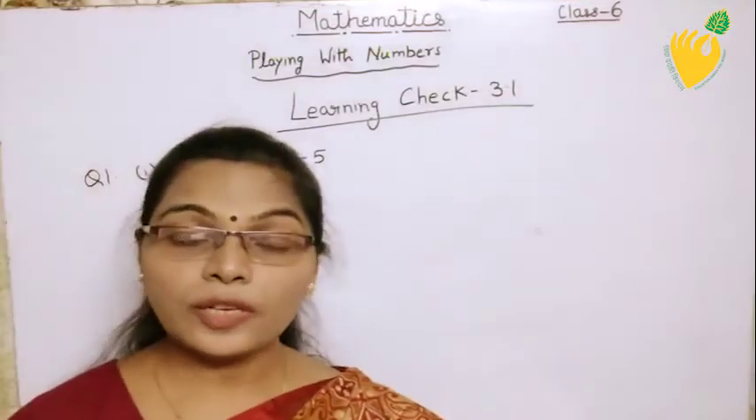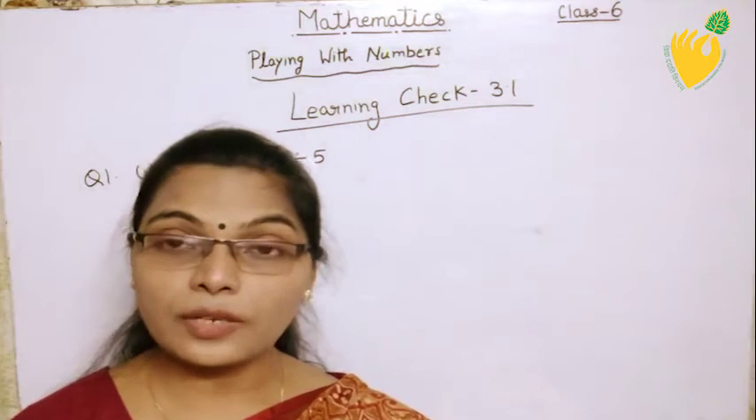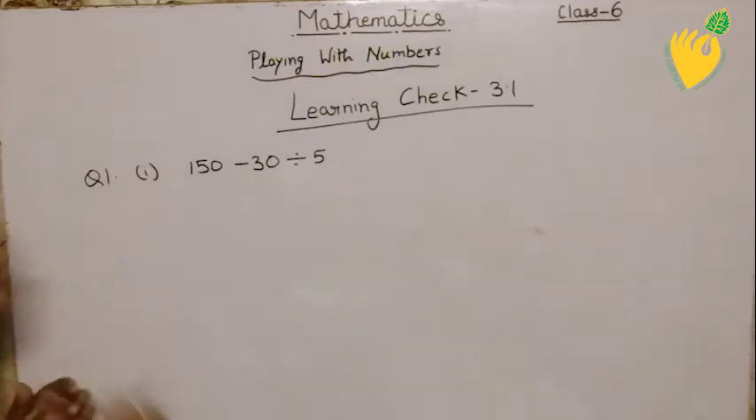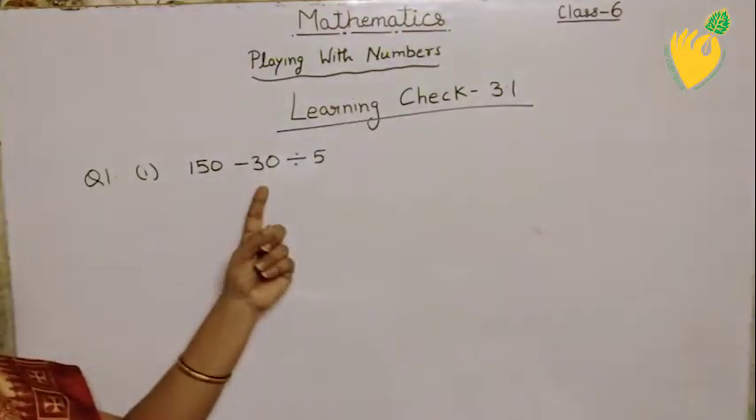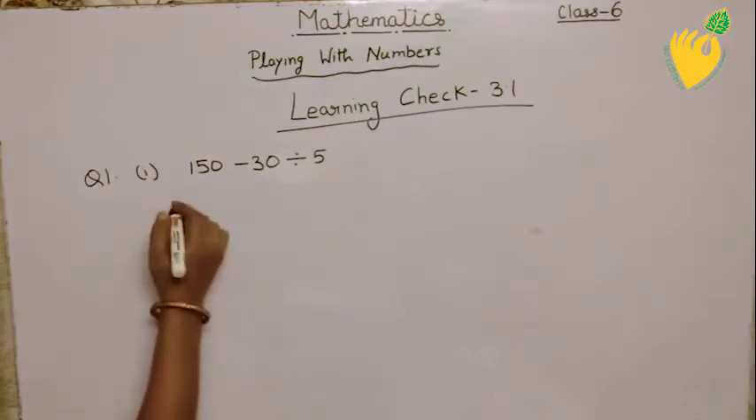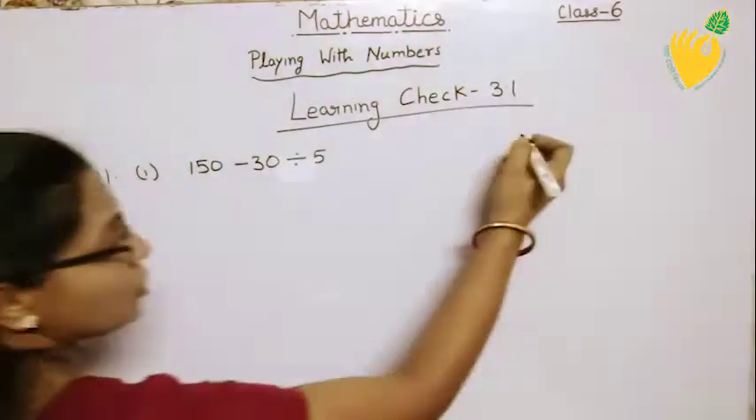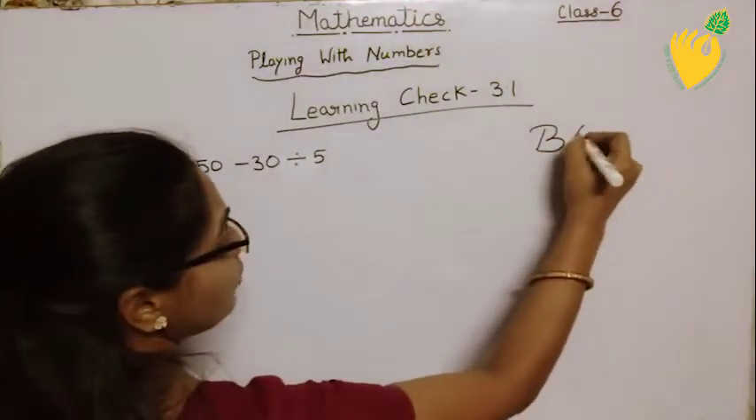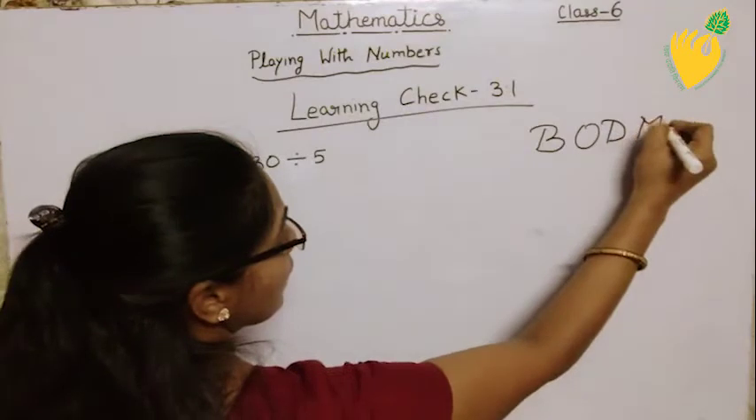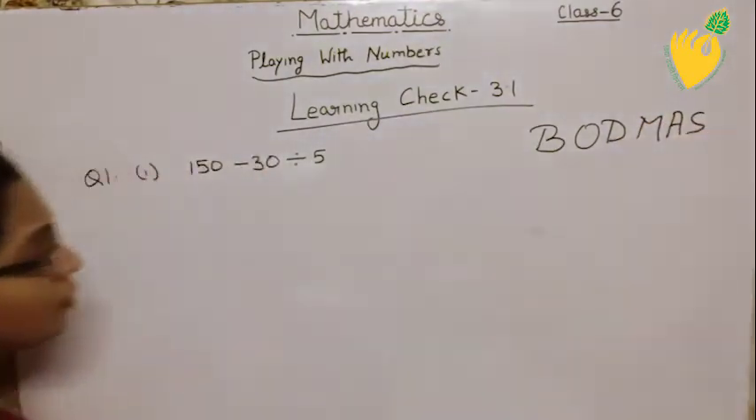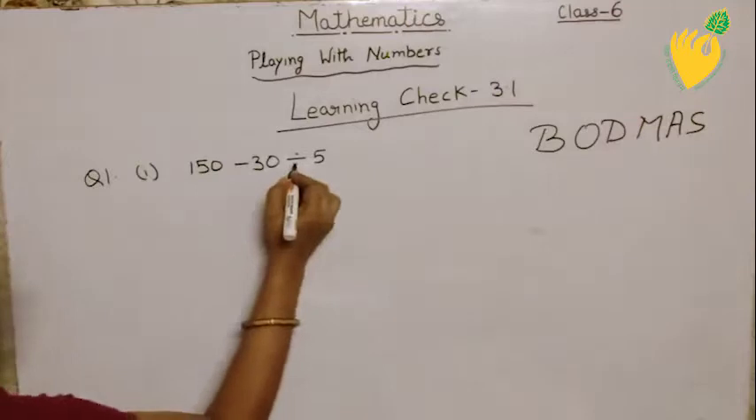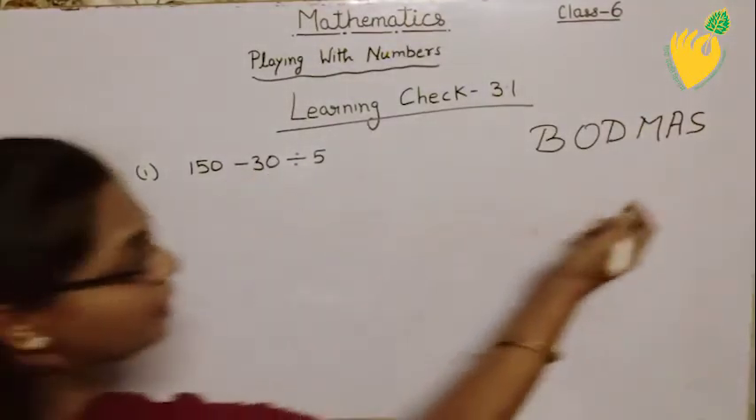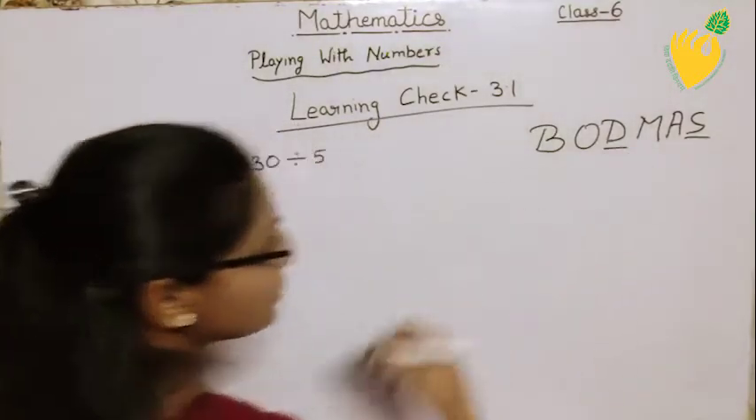Now students, I am going to explain a few questions from Learning Check 3.1 from the book. The first question is, find the value of this: 150 minus 30 divided by 5. So students, what we have to do is the division first, according to the BODMAS rule. You can write BODMAS in the rough. So we have to perform the operation of division before subtraction, because subtraction is written here and division here.